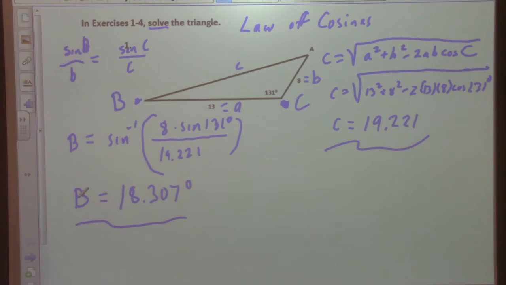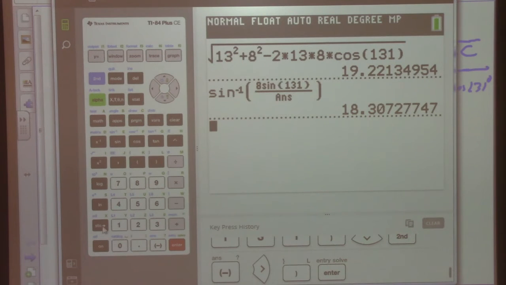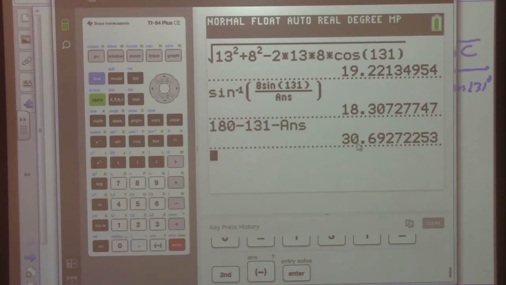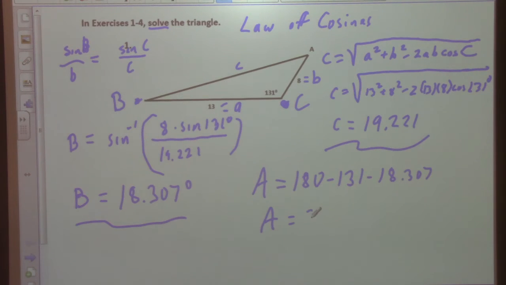So we have side c, angle B. We need to find angle A. And how do you find angle A? Well, angle A is going to be 180 minus 131 minus 18.307. So angle A is going to be equal to 30.692, and I'm going to put second ANS. So 30.693 degrees. So here it is, all solved.